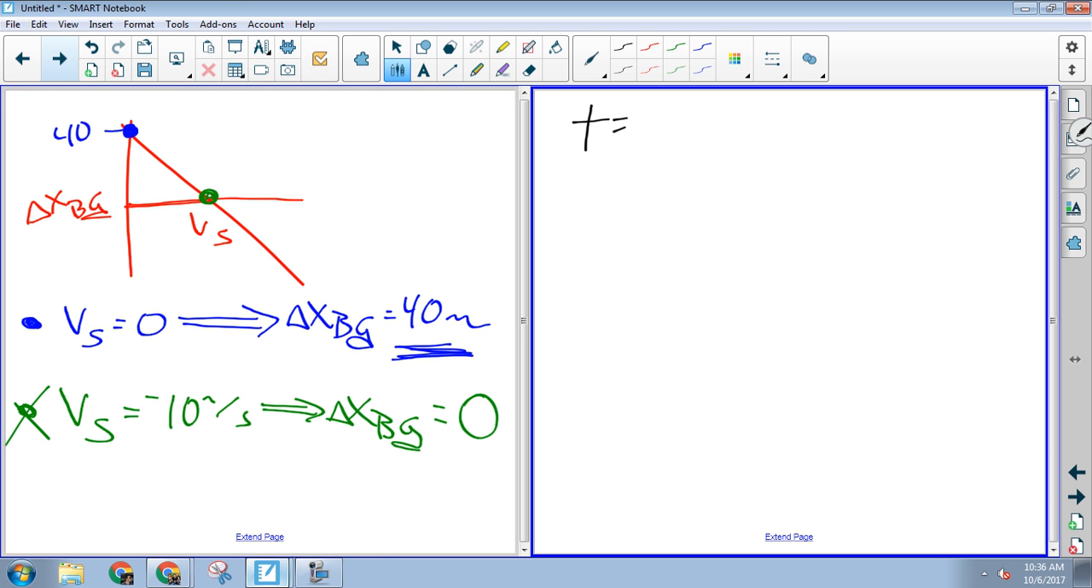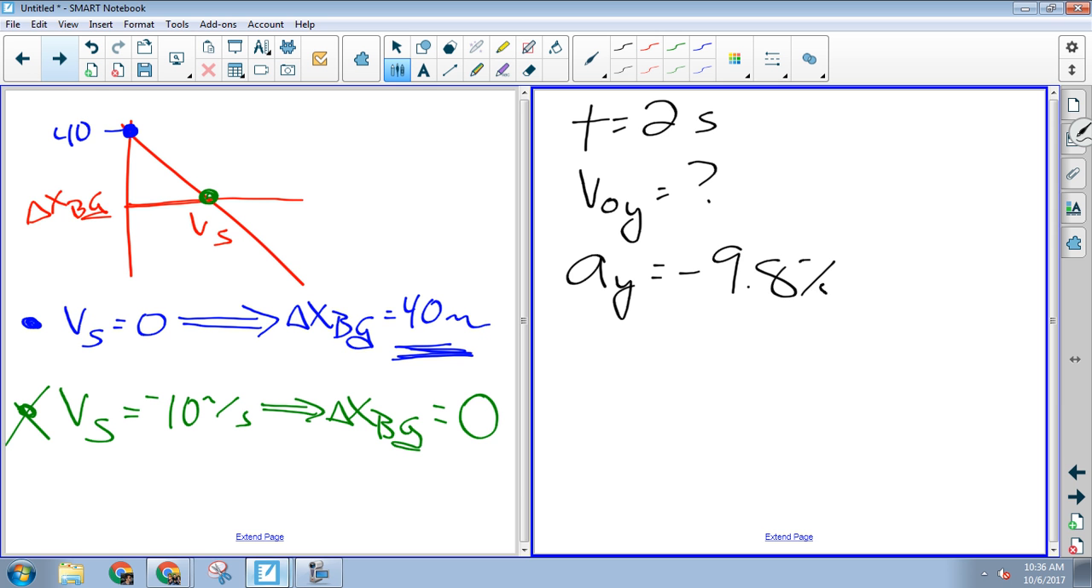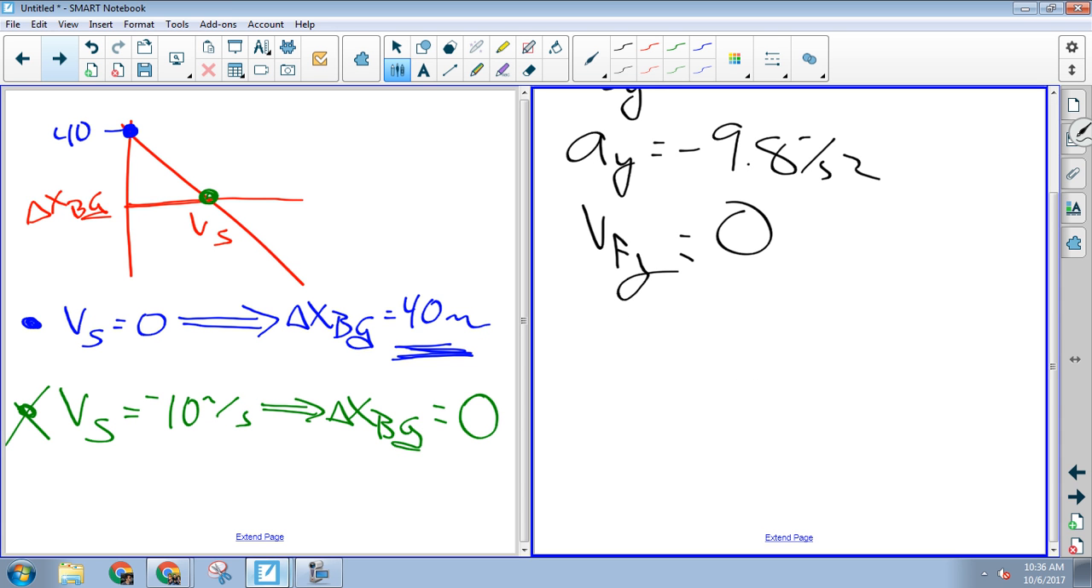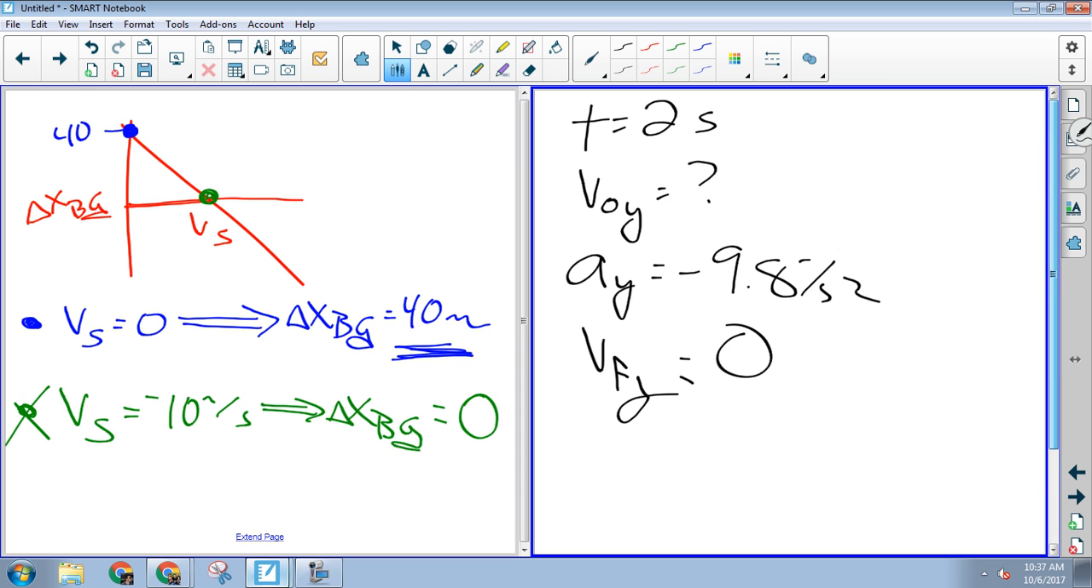So if my time is 2 seconds, I don't know what VOY is. I know my acceleration is negative 9.8 meters a second squared. What's my VFY, you guys? At the end of 2 seconds? Zero. You're right, after 4 seconds. That would have been good too. Cool? So now you just use A equals VF minus VI over T and solve for VI. Follow?